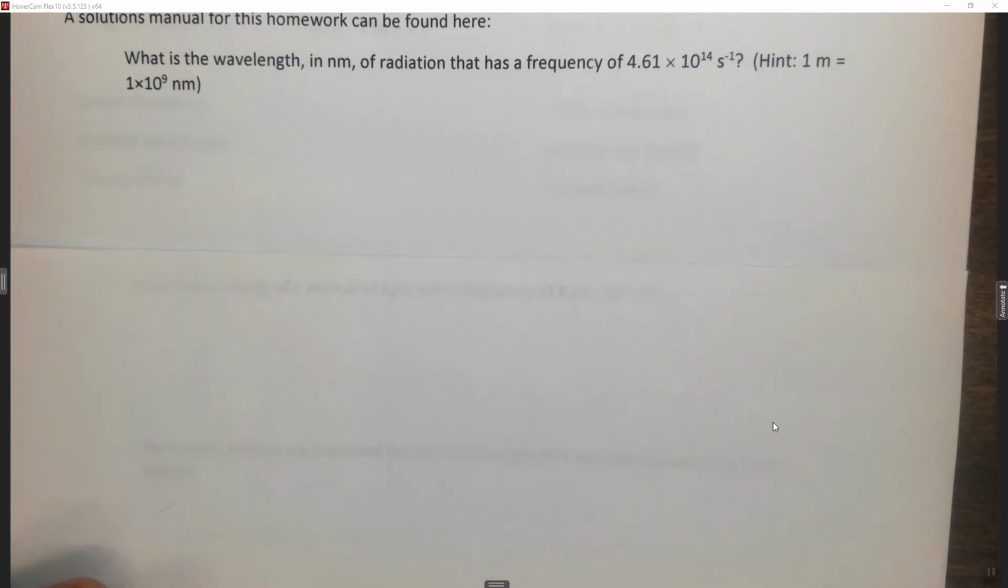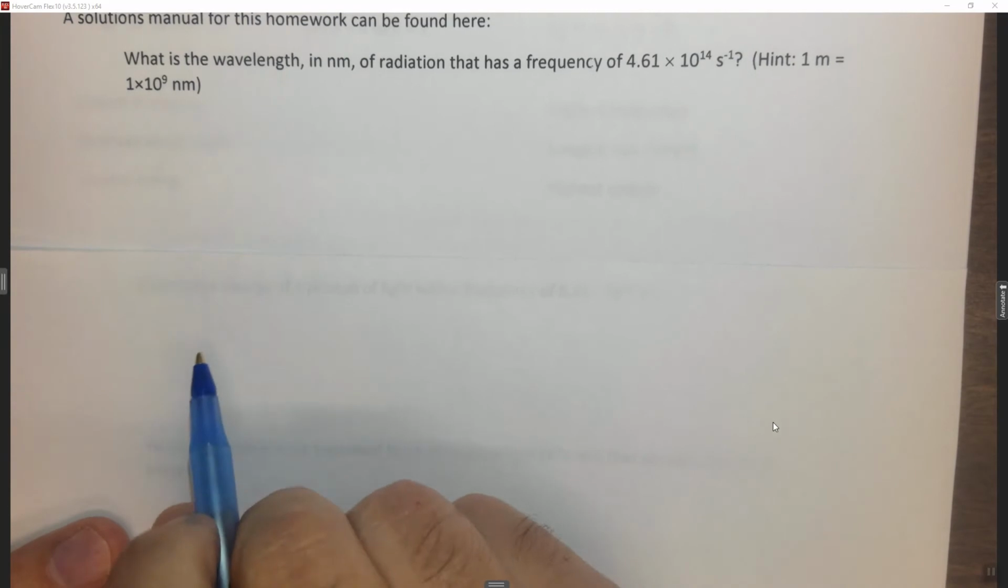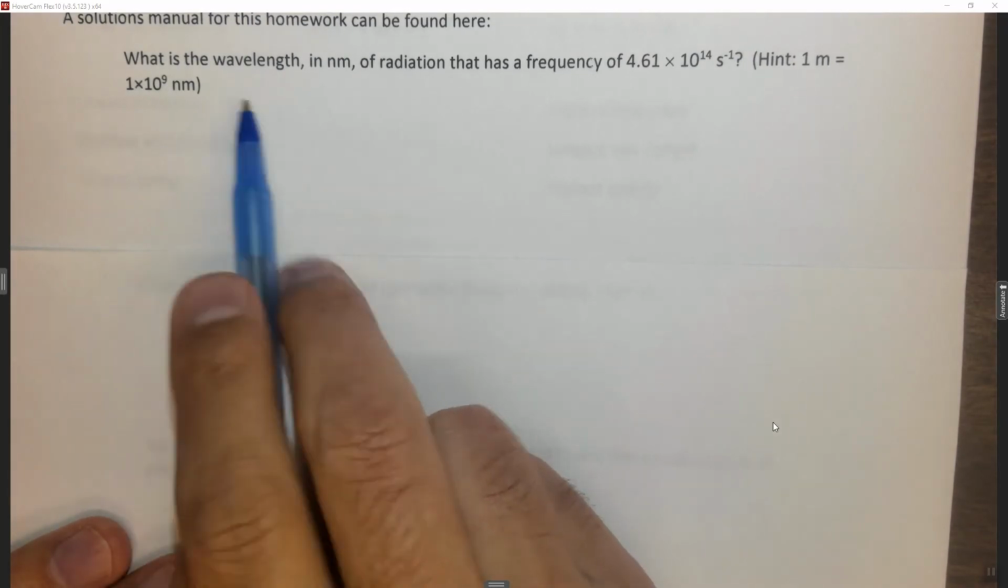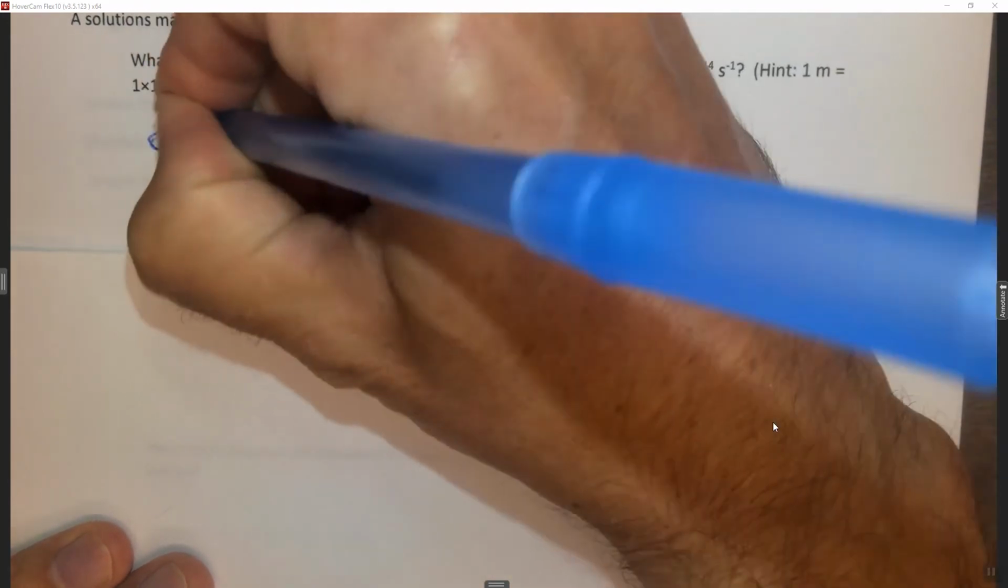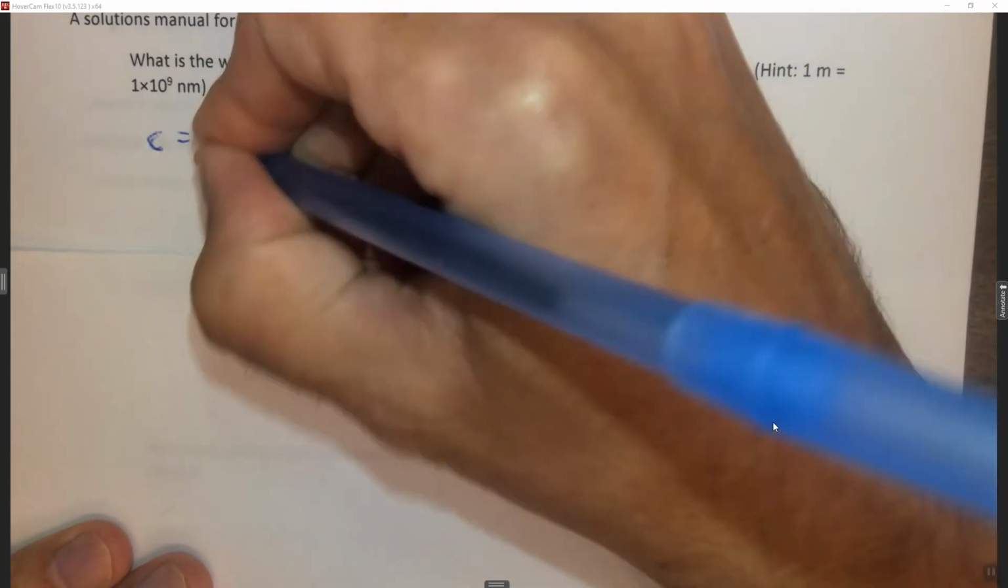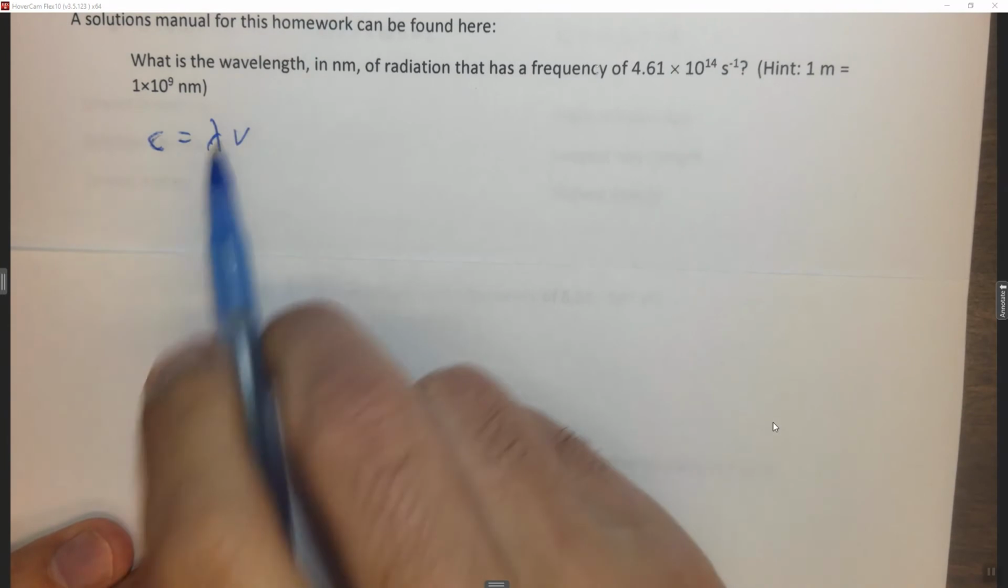we can calculate the other two, because frequency, energy, and wavelength are all related by constants. So in this case, we want to find the wavelength given the frequency. So we need to use c, the speed of light, equals lambda, the wavelength, times nu, the frequency.